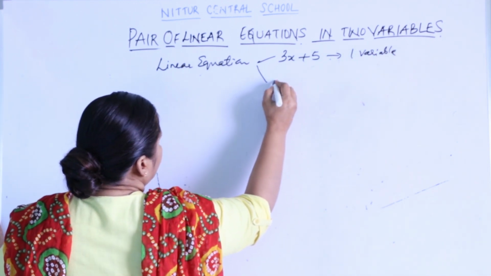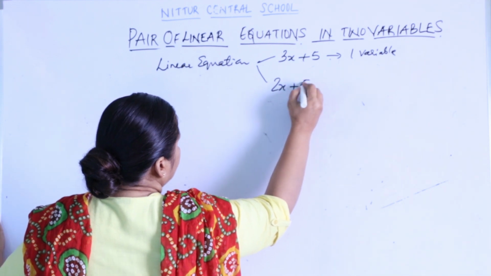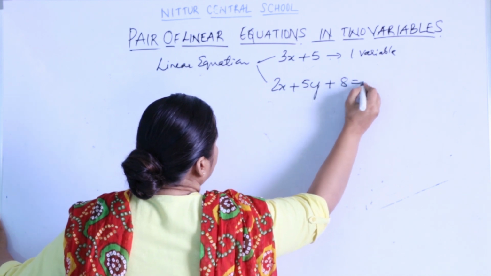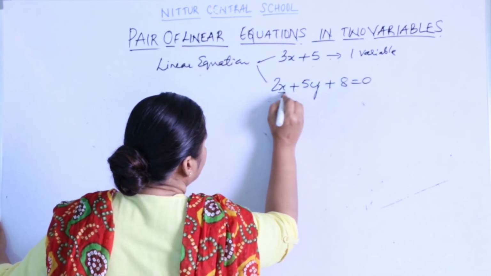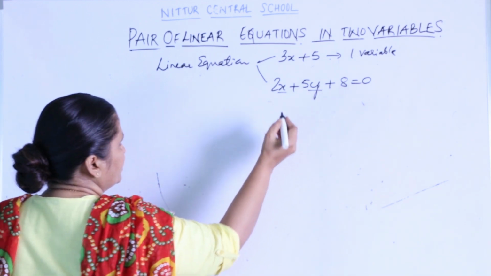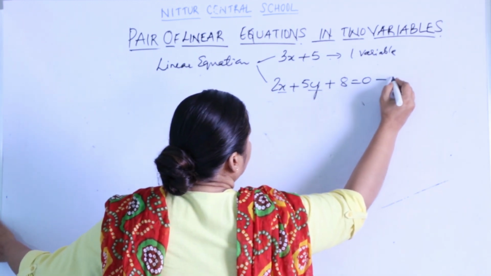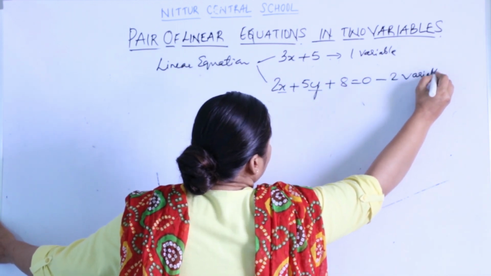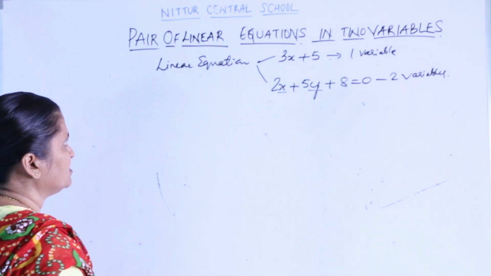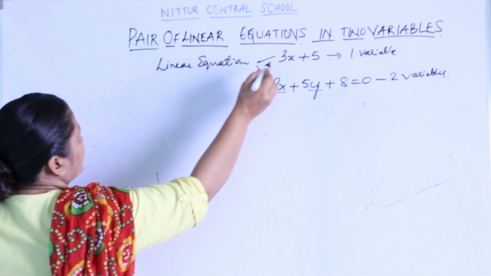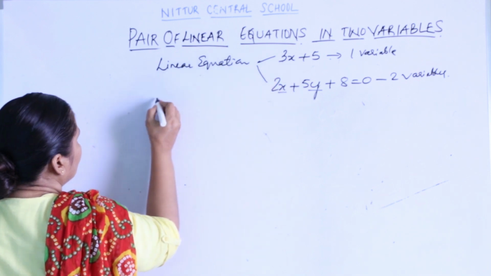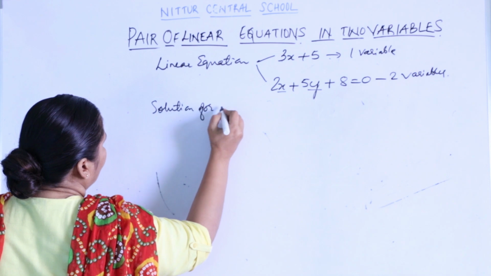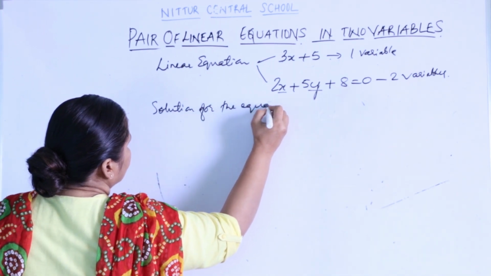And if you take equations like this, 2x plus 5y plus 8 is equal to 0, here you see there is x and there is also y. Such an equation is called linear equation in two variables. Right? Okay. Now, let's come to what we understand by solution for the equation.